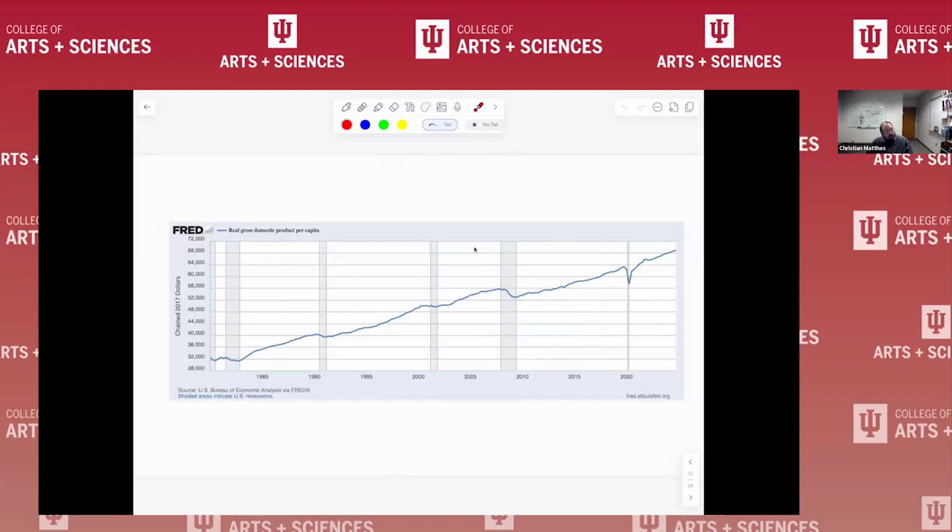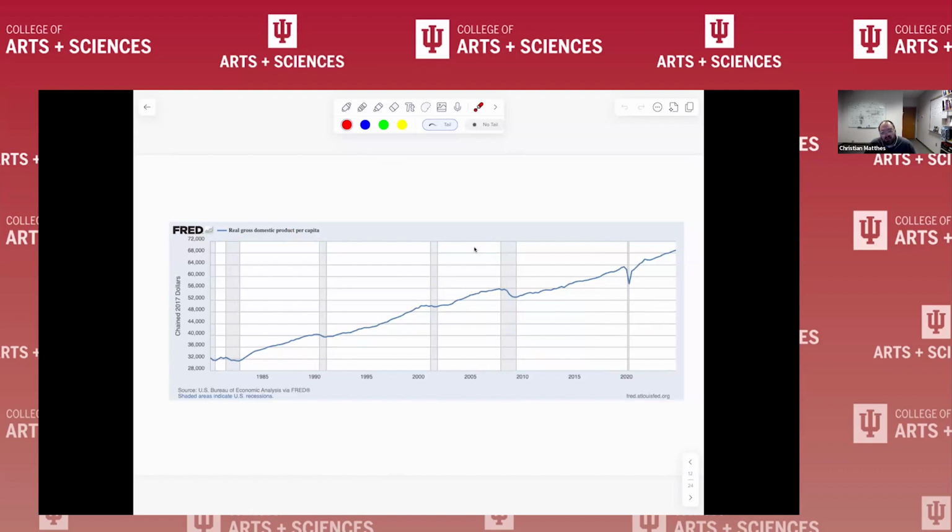Why? The US population has grown a lot, but we want to have an apples to apples comparison here. So economists usually do this. They plot per capita GDP, or per capita variables more generally.